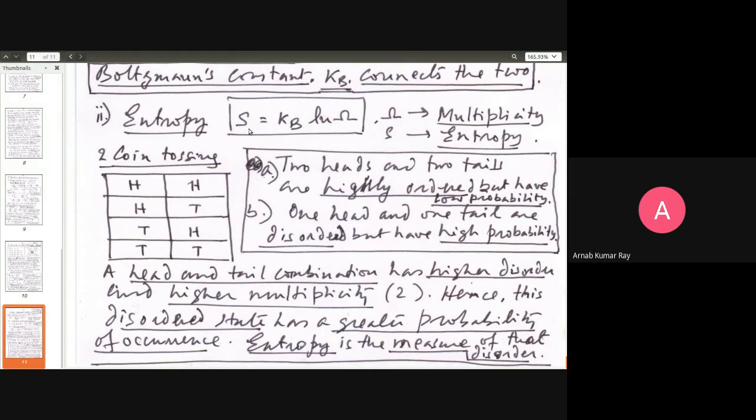Meaning, higher state of disorder, here is the formula. Entropy is proportional to log of multiplicity. Higher multiplicity is connected to disorder. Higher disorder, higher multiplicity. Head tail combination here has got a higher disorder and a higher multiplicity. Hence, this disordered state has greater probability of occurrence. The greater the value of omega, the multiplicity, the greater is the entropy. Entropy is the measure of that disorder.